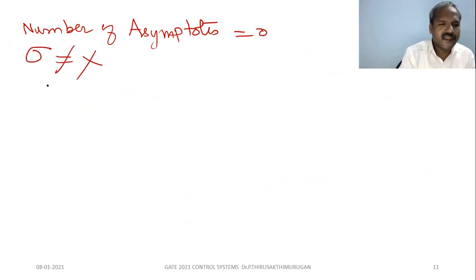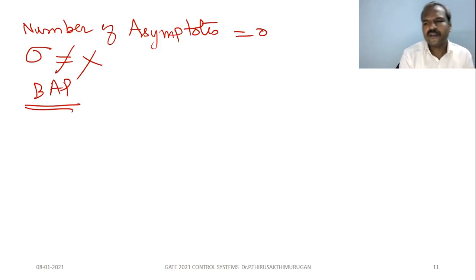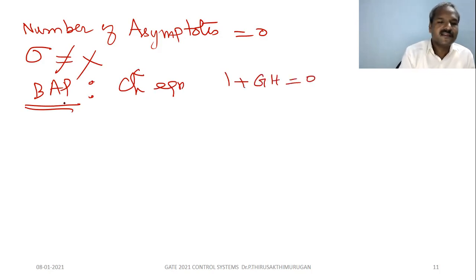Let us find the breakaway points. So what are the breakaway points? This can be determined from the characteristic equation, 1 plus GH equal to 0. Understand? So what is the characteristic equation?